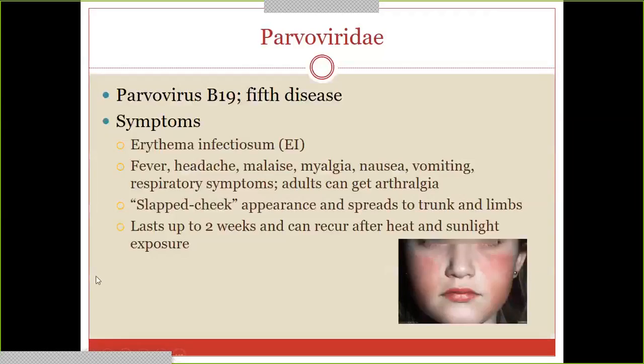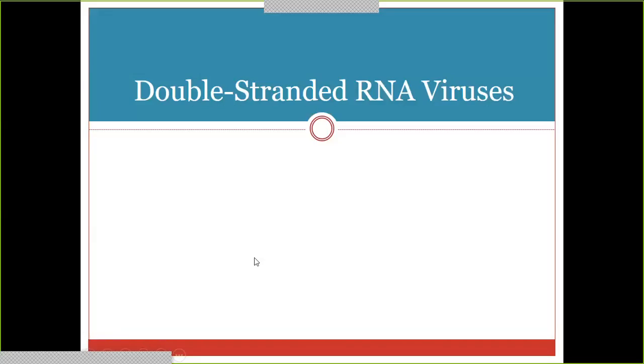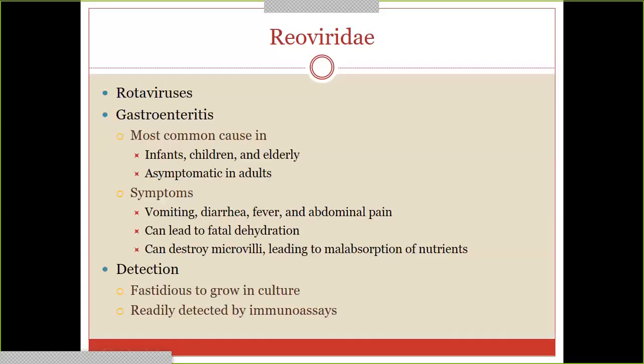We have Parvoviridae. This disease, otherwise known as parvovirus, has that slapped cheek pattern that's being shown in the picture. Otherwise, a lot of the same type of infection symptoms there. That was it under that one. So that was all the DNA. We're going to move on to RNA, so double-stranded RNA.